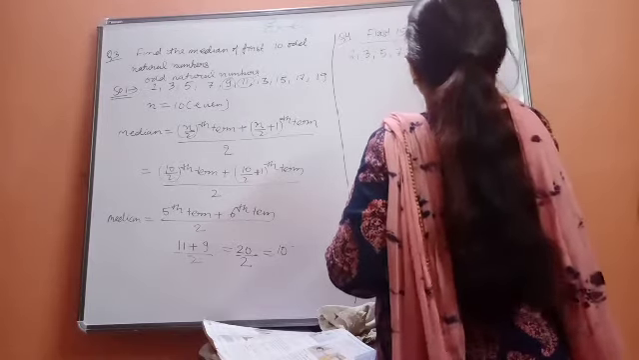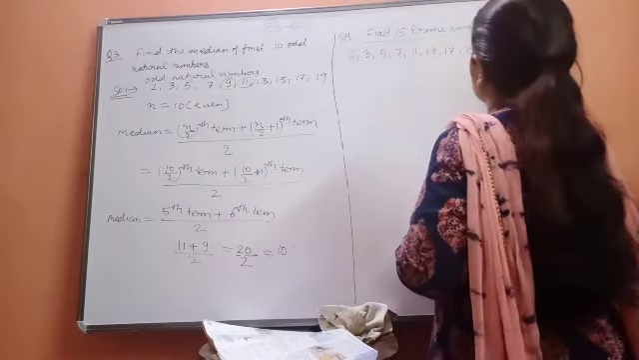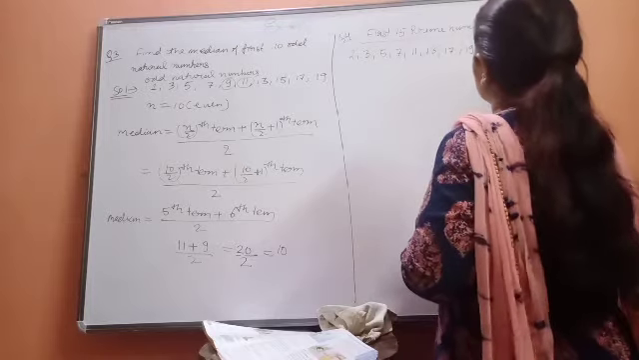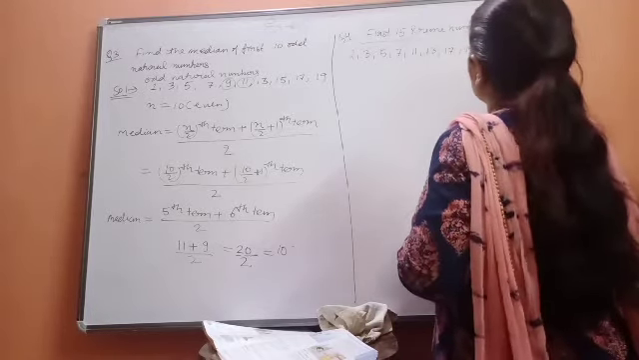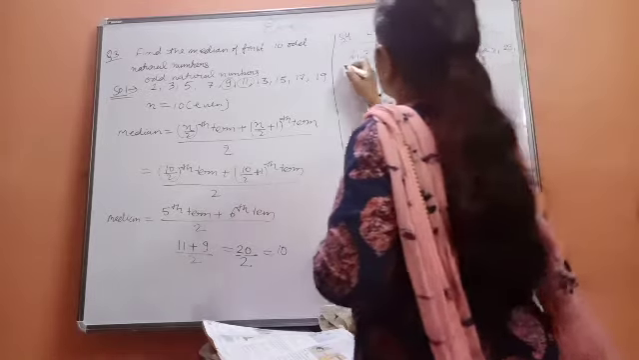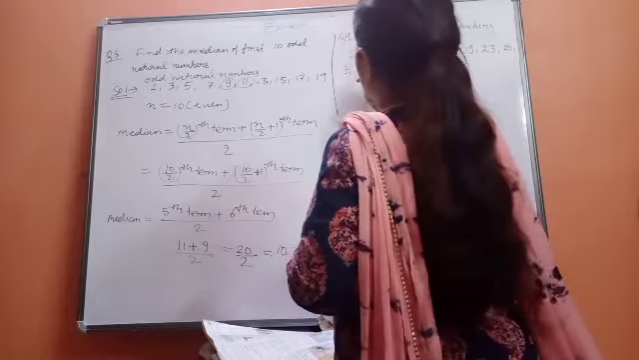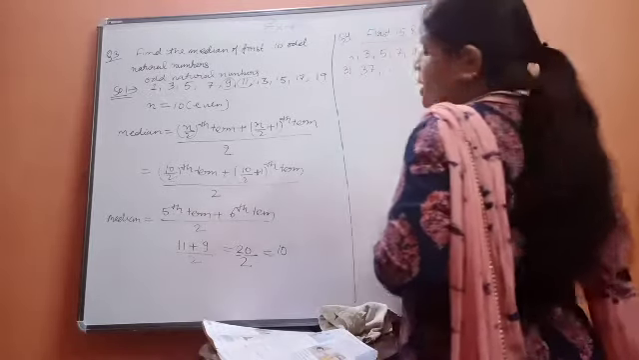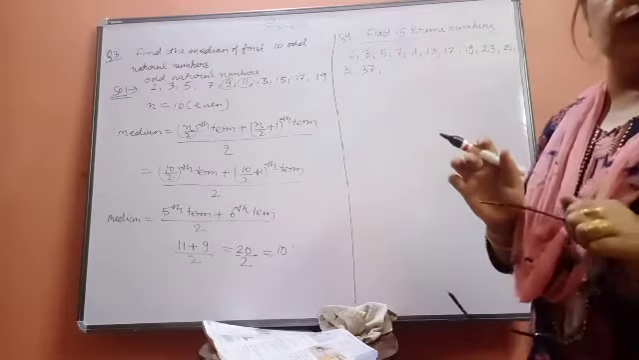Okay, after 19, which one is next? 21 is not a prime number. Then 23. 27 is not a prime number, beta. It is coming in the table of 9 also, or in the table of 3 also. So 23, then 29, then 31. 33 is not a prime number. 35 is also not a prime number. 37. Okay, 39 is also not a prime number because it is coming in the table of 13 also.